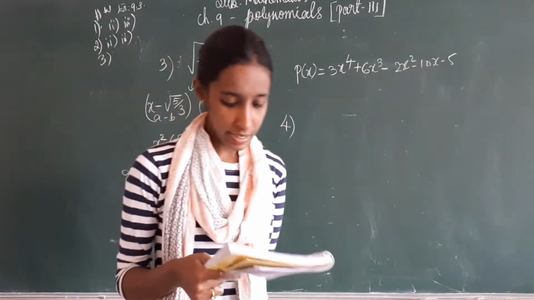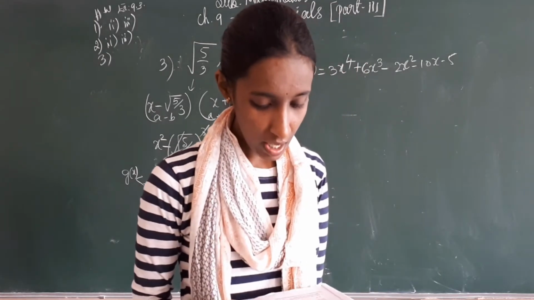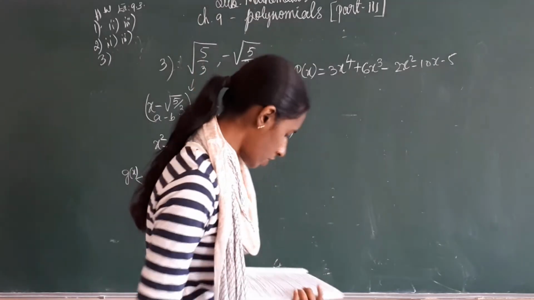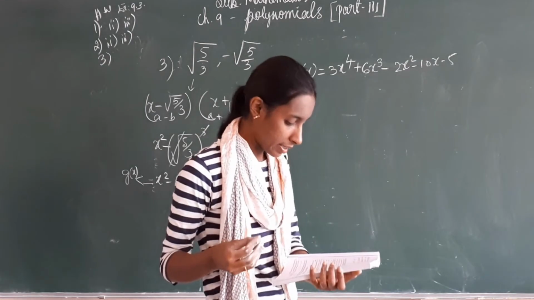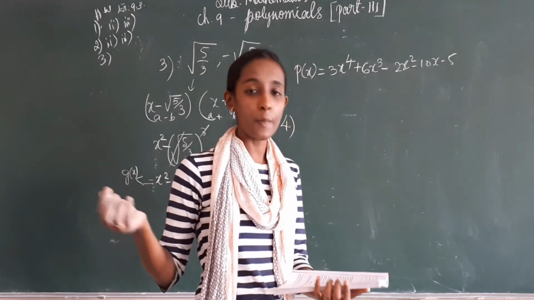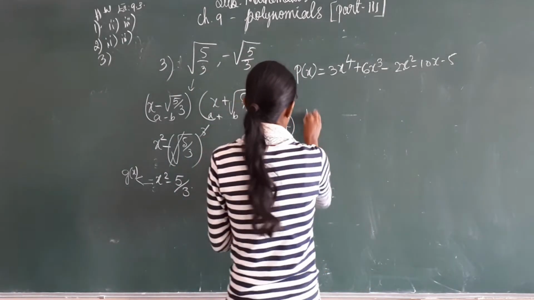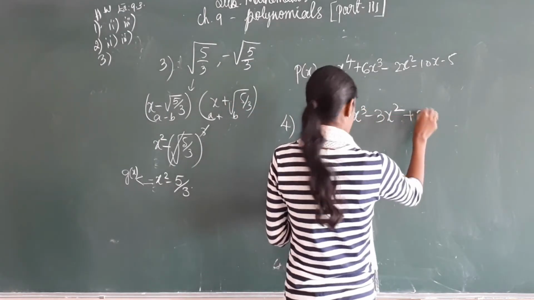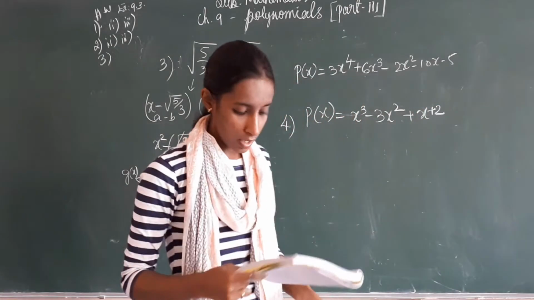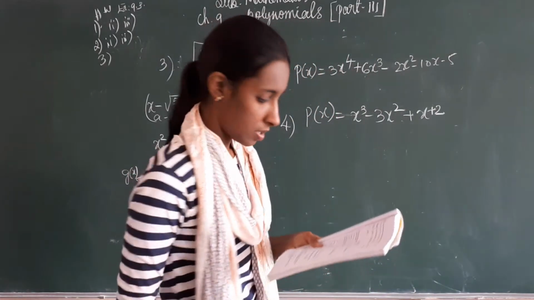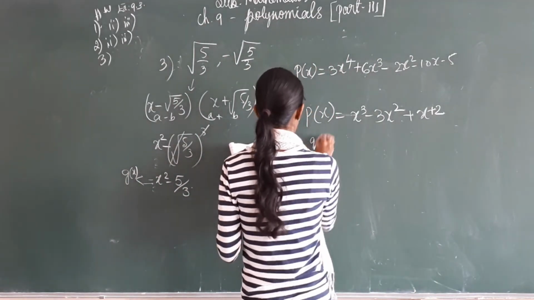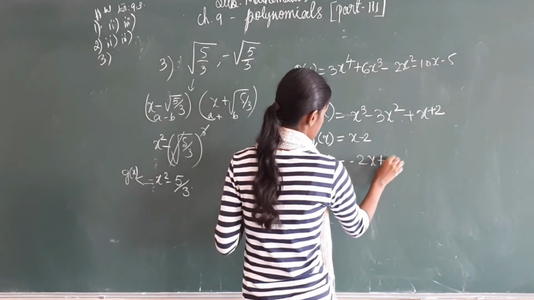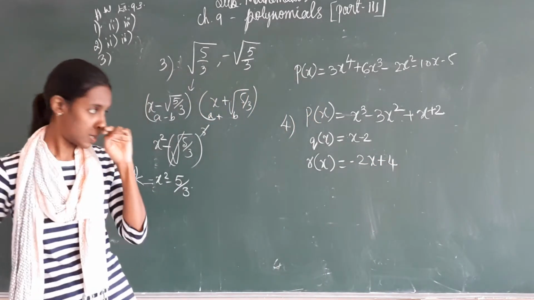On dividing x cube minus 3x square plus x plus 2 by a polynomial g of x, the quotient and remainder were x minus 2 and minus 2x plus 4 respectively. Find g of x. See here what they have given. In the fourth question, p of x is x cube minus 3x square plus x plus 2, dividing that by a polynomial g of x. The quotient q of x is x minus 2 and the remainder r of x is minus 2x plus 4. What you have to find is g of x.